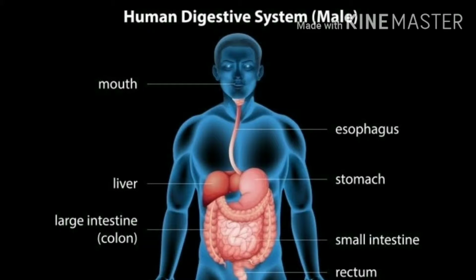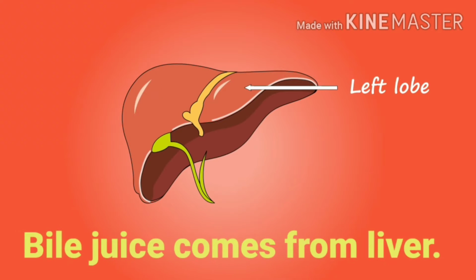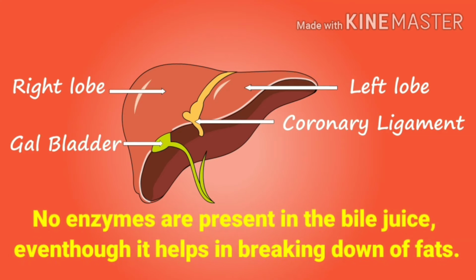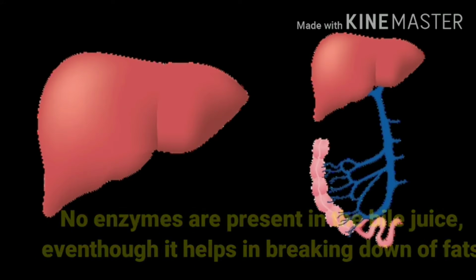The small intestine is the site of further digestion of carbohydrates, proteins and fats. Into the duodenum, two digestive juices called bile juice and pancreatic juice are released. Bile juice comes from the liver. There are no enzymes present in the bile juice, even though it helps in emulsification. Emulsification means breaking down of large fats into small globules.